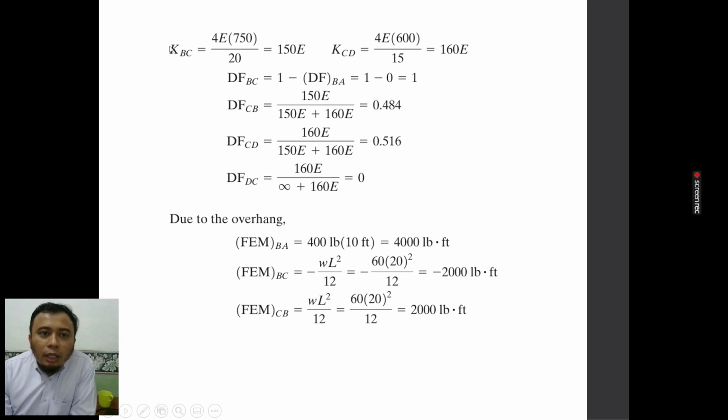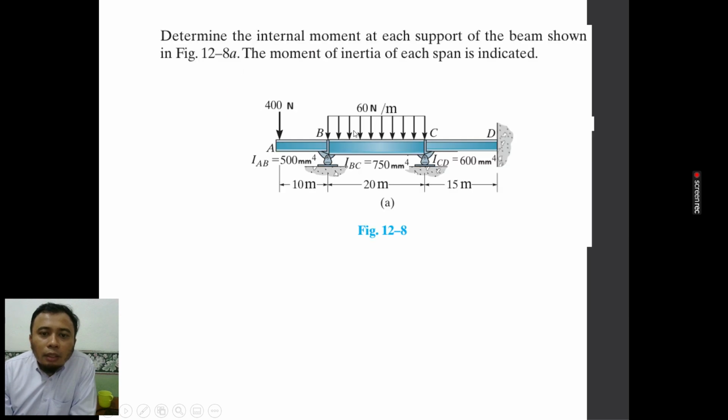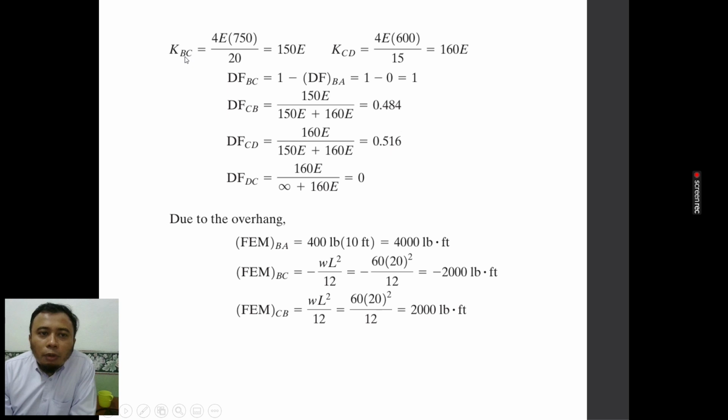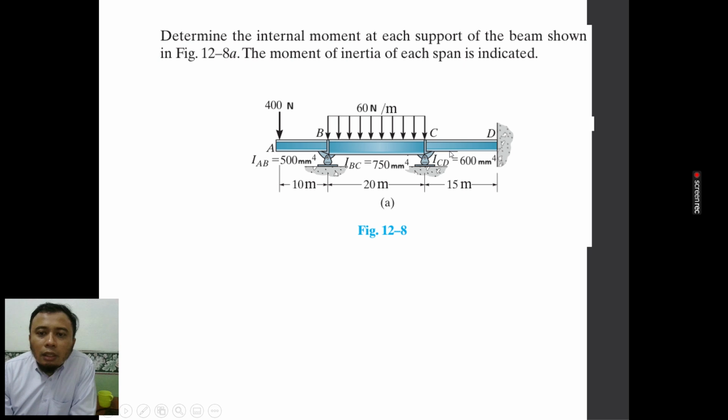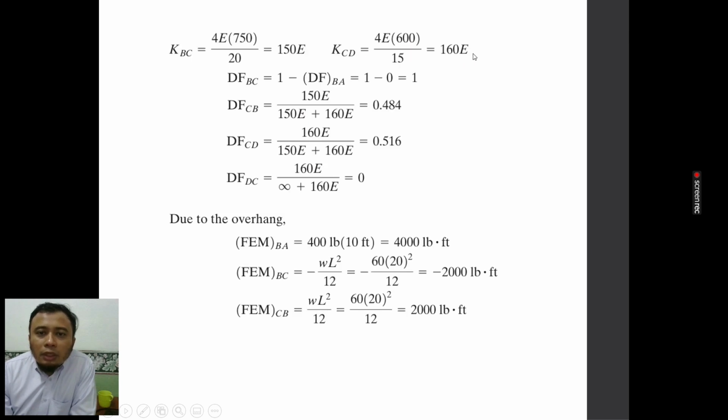So you can calculate your stiffness factor for BC, EI over L. L is 20 and your I is 750. That is for member BC. For member CD, for EI, I is 600 and then your length is 15 meter. So you get 160E and 150E respectively.